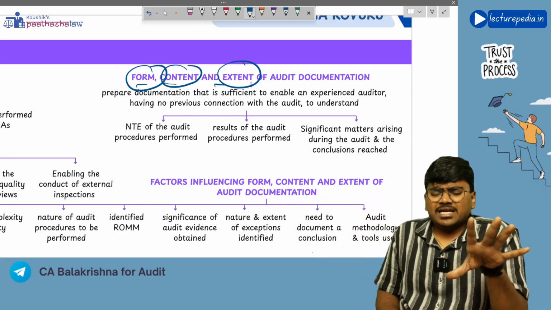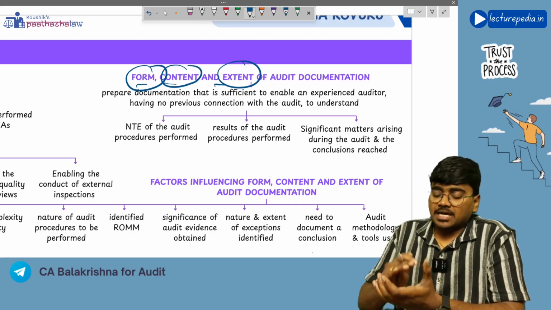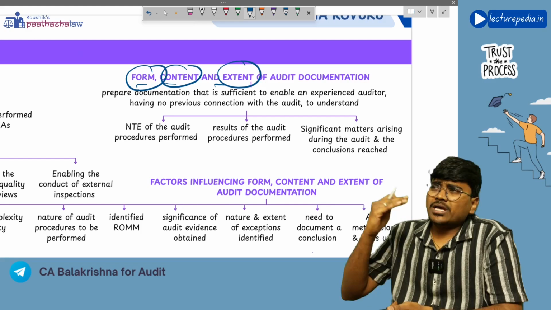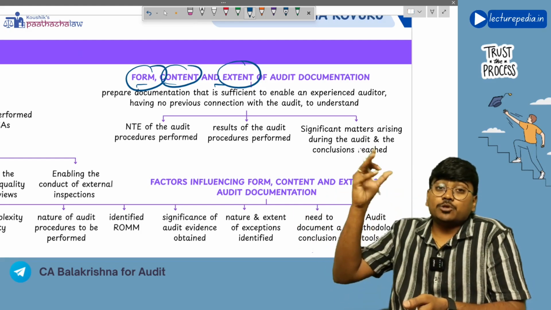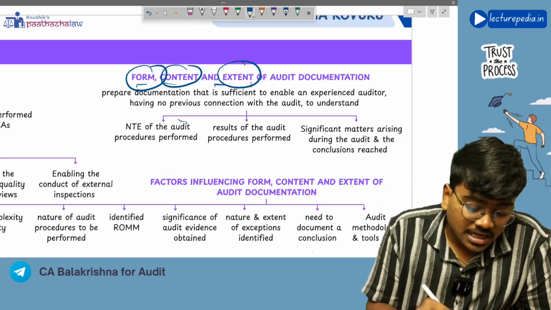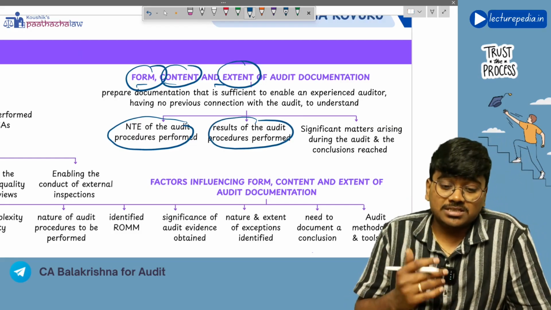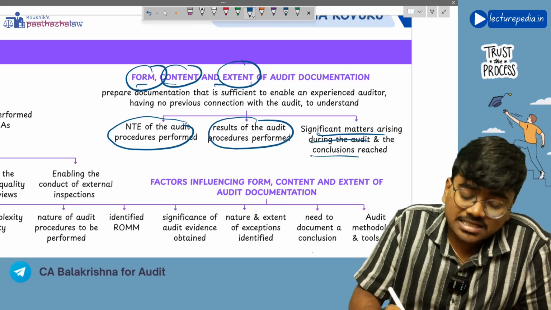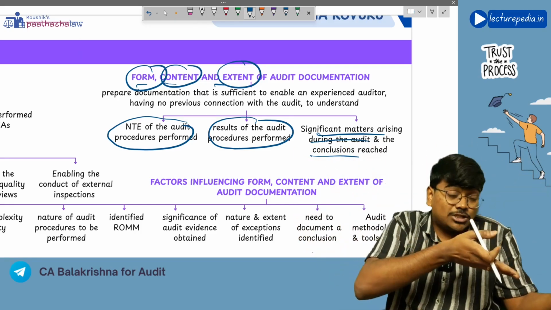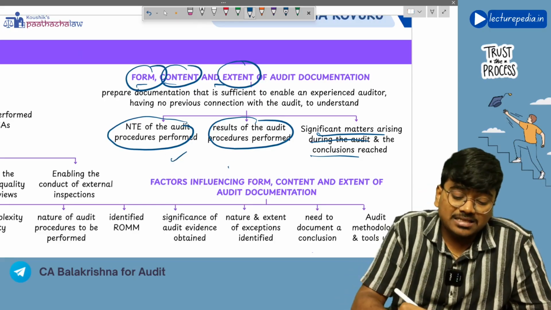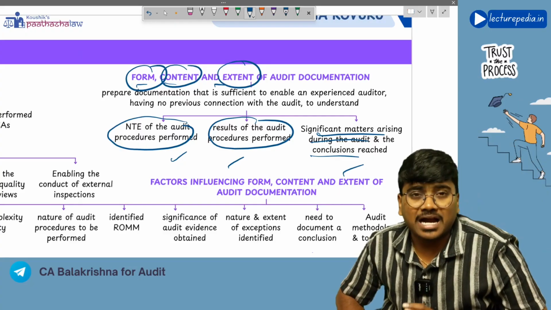See, you need to maintain such a form, content, and extent of documentation that will enable an experienced auditor who does not have any prior idea of the audit that you have conducted to understand the following things: nature, timing, extent of audit procedures that you have performed, results of audit procedures that you have performed, and significant matters arising during the audit. So an experienced auditor who doesn't have any idea of the audit that you have conducted should be able to understand these three things by reading your documentation. Such an amount of documentation you have to maintain. Understanding? Yes.